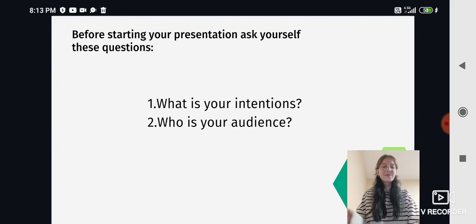Yes. And now it's our presentation making. Before starting your presentation, ask yourself these questions. What is your intention and who is your audience? First, what is your intention? This question is very important because having a clear intention gives your story focus so you can begin crafting the appropriate content and not waste your audience's time.